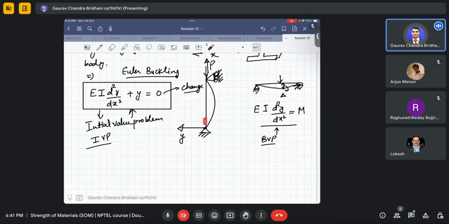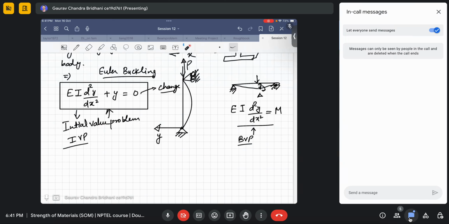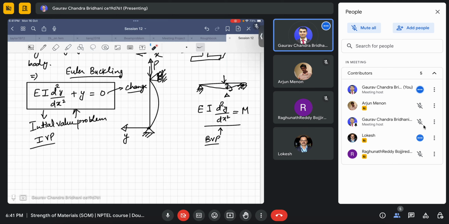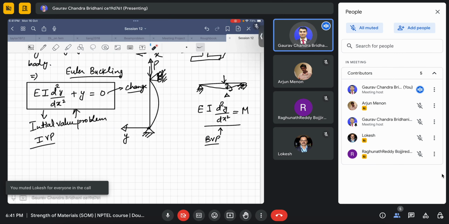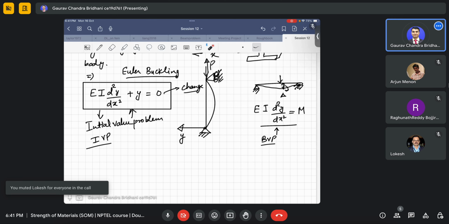to assume at a distance x a deflection y, and then you write the bending moment there, and then you use the same equation to come up with the governing equation, and from that governing equation you find that the equation comes in some form like this.